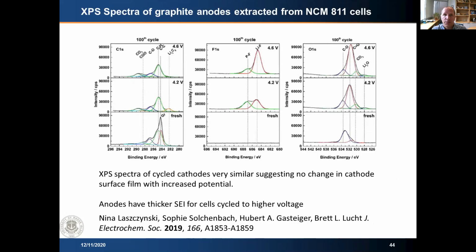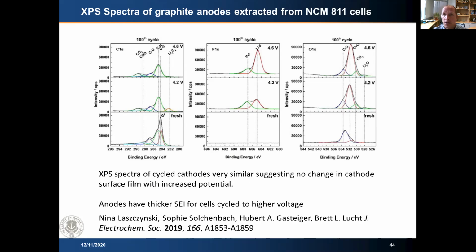So if we look at the XPS spectra of the graphite anodes extracted from these NCM811 cells, or the XPS spectra of the cathodes extracted from the 811 cells. In the case of the cathodes, we see very, very similar XPS spectra, suggesting that there's no changes to the cathode surface film with increased potential, which is what we also observed with the 622 cells.